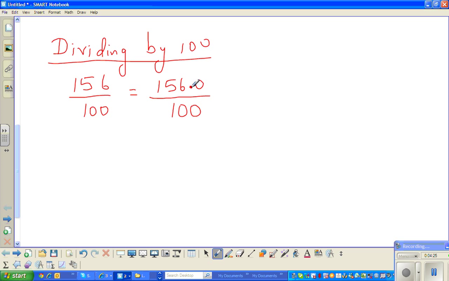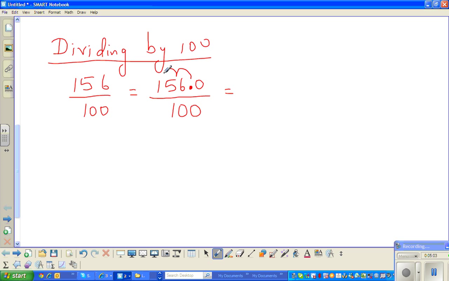Now, there are different ways of explaining this, and people can be very argumentative about it. So when you're dividing 156 by 100, you want to find the 100th part of 156. This is the way I like to explain this decimal point. When you divide, this number will become smaller. When you're dividing by 100, this number has to become smaller, so the decimal point will move two places.